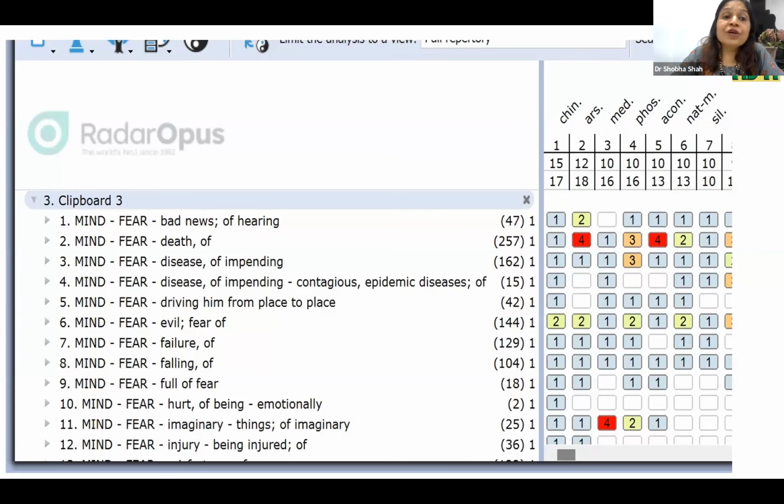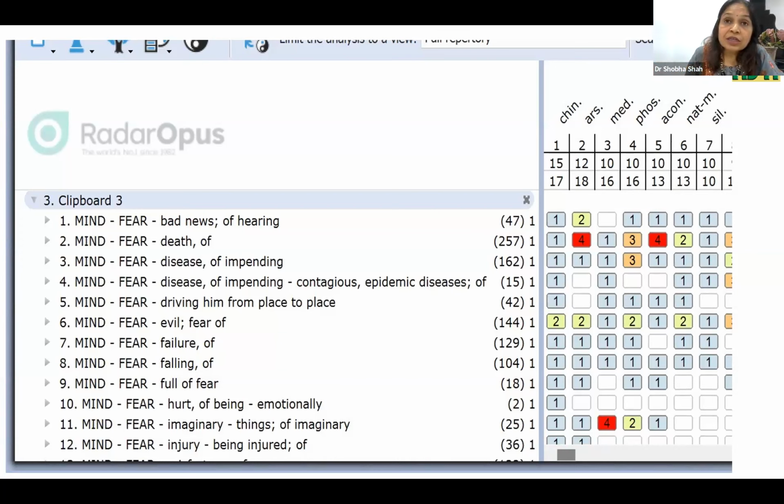Fear of death, fear of impending diseases, of which type? Which are contagious and epidemic diseases. In our COVID time also, China has helped a lot of patients. China was coming up in a lot of cases because patients were having that fear of COVID which was coming up at that time. Then fear driving from place to place.